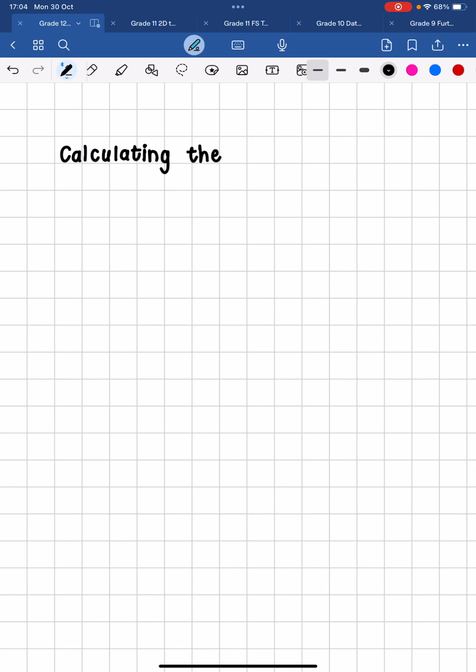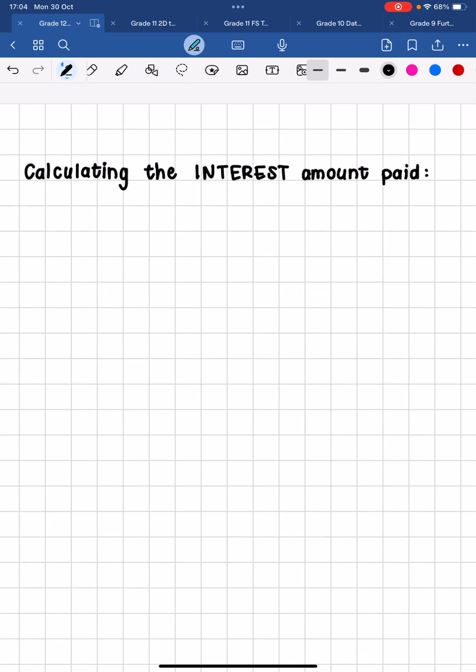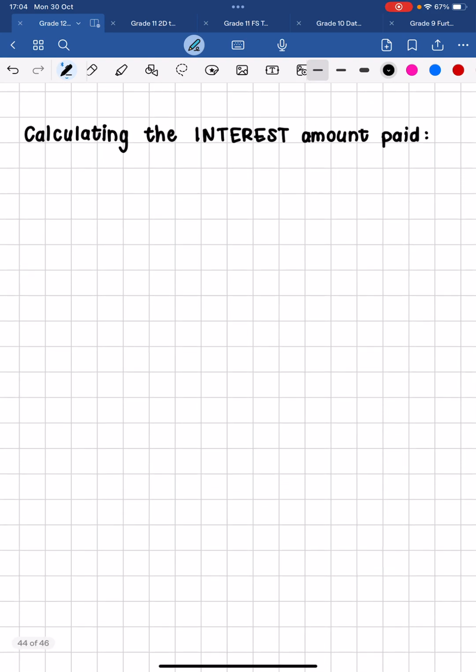Calculating the interest. Sorry, my pen at this time of day is tired and then it starts doing weird things. Calculating the interest amount paid. All right, now depending on what you've already calculated, you might not have to do all of these steps, right? But the first thing that I always do is I calculate the total amount paid.